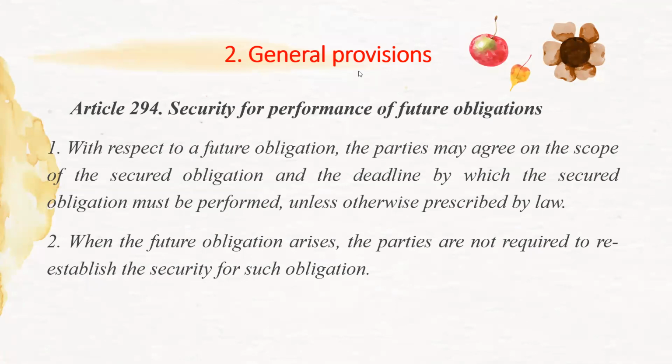Some general provisions. Article 294, security for performance of future obligation. With respect to a future obligation, the parties may agree on the scope of the secured obligation and a deadline by which the secured obligation must be performed, unless otherwise prescribed by law. When the future obligation arises, the parties are not required to reestablish security for such obligation.